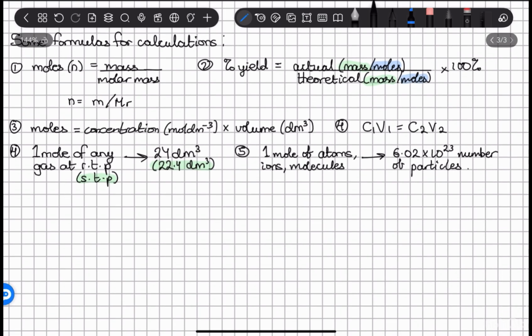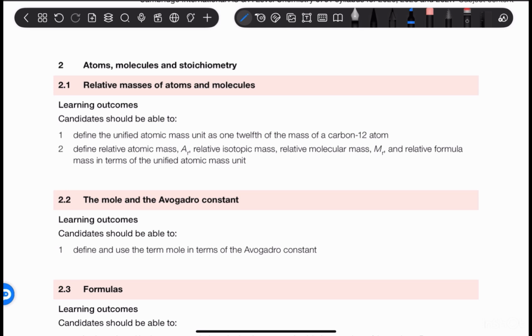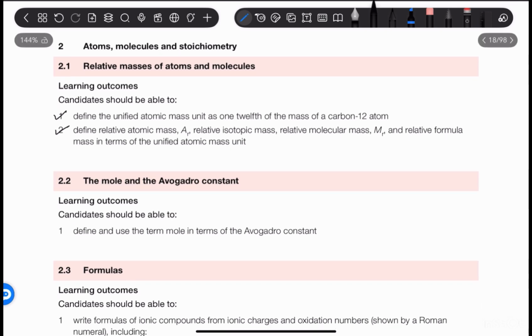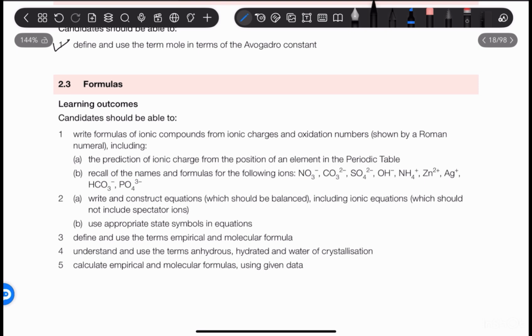And with that, we come to the end of our chapter 2. I will show you guys the syllabus like I did last time. So here we have the syllabus. We have ticked everything we need. You can check this because I've already explained all of these. So we can write formulas, we know how to determine the ionic charge, the names, the equations, state symbols, and everything.